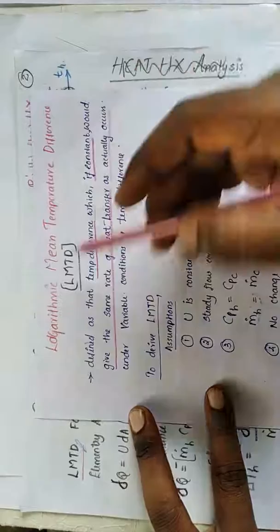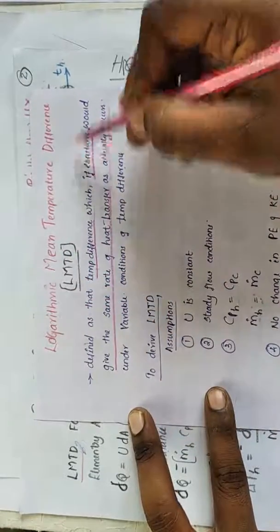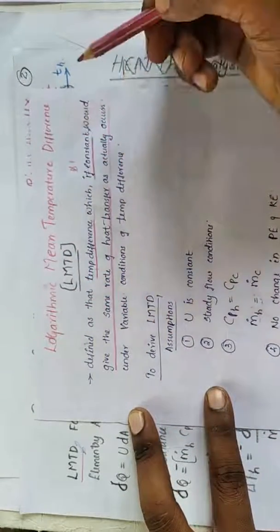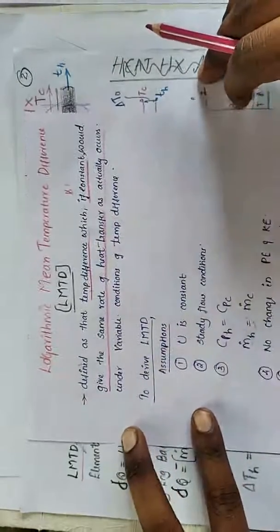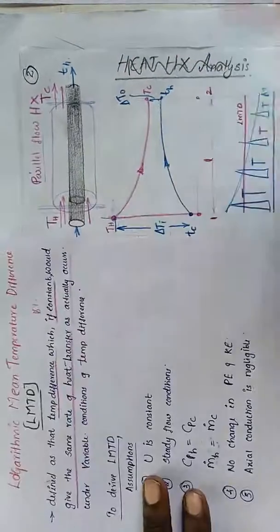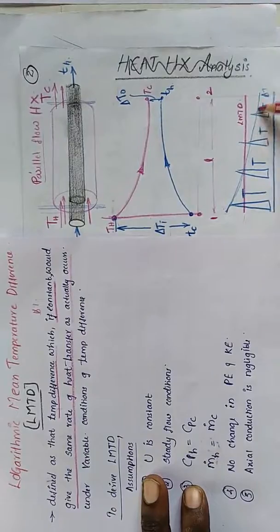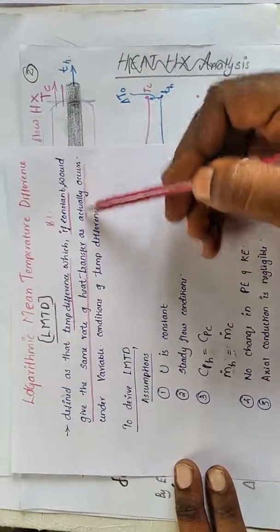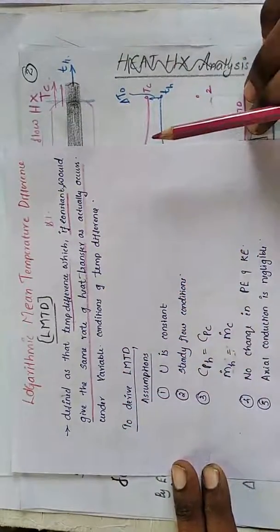Actually, after calculating the LMTD, the temperature difference delta Tm is constant. Before that, it is varying in nature. That means, as the graph indicates, this delta T is varying. As actually occurs means varying nature under the variable condition of temperature difference.